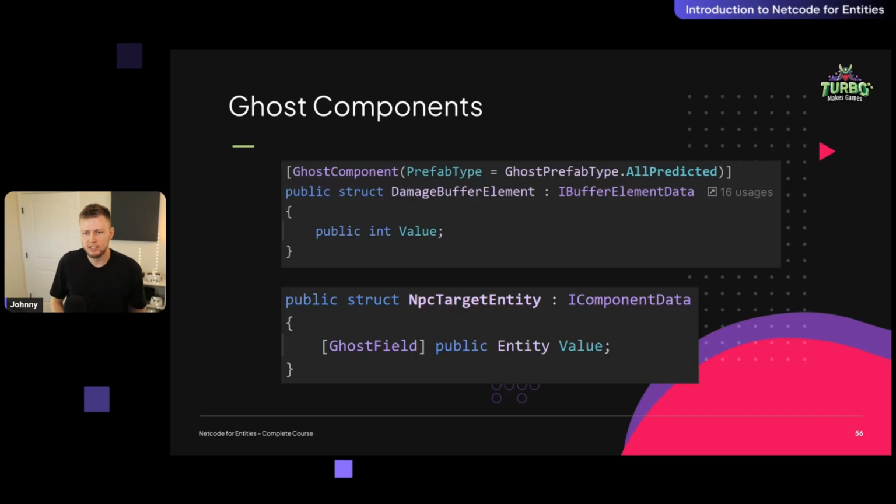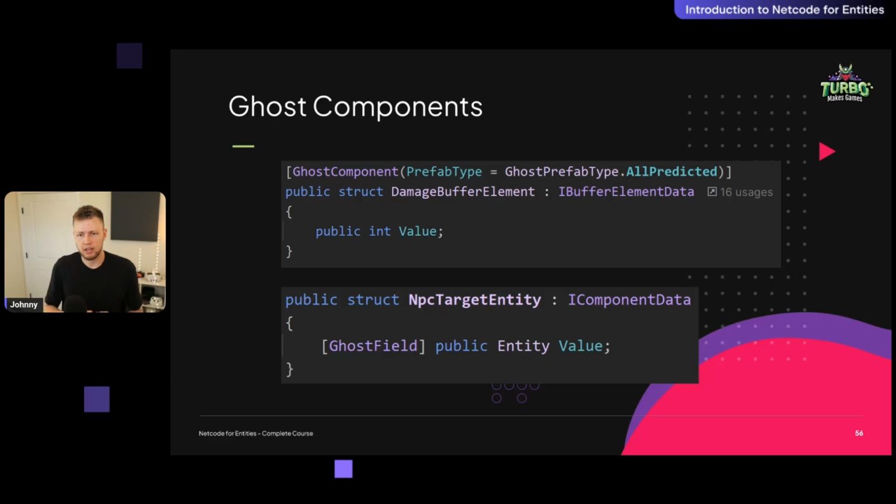Now, what this means is that this component is only going to be on entities that are considered predicted entities. This is kind of like a performance optimization, because maybe in this case there are some particular systems and components that we only really want to run on things that we're doing predicted data for.